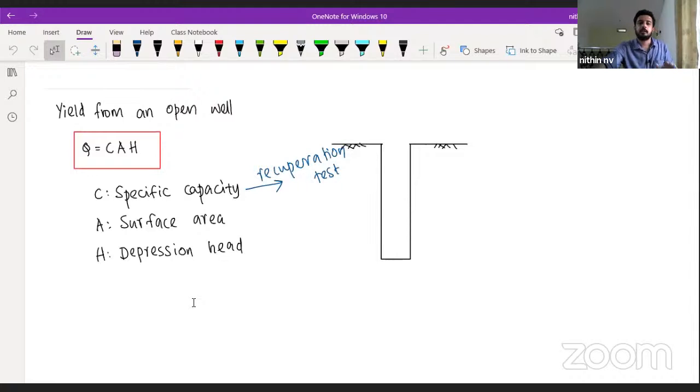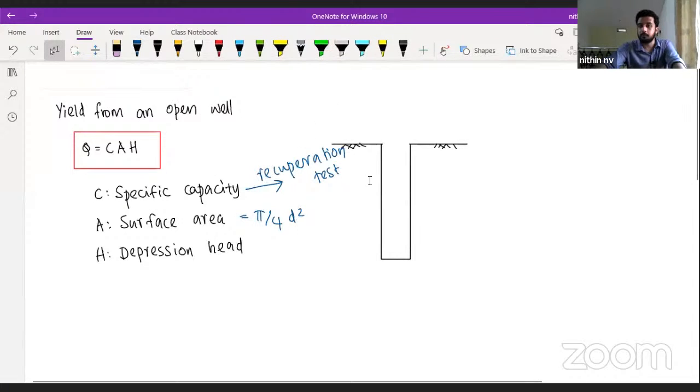Yield is specific capacity multiplied with surface area. Surface area is nothing but pi by 4 into d square, where d is the diameter of the well. They will give some depression head. So this is how we calculate the yield of an open well.